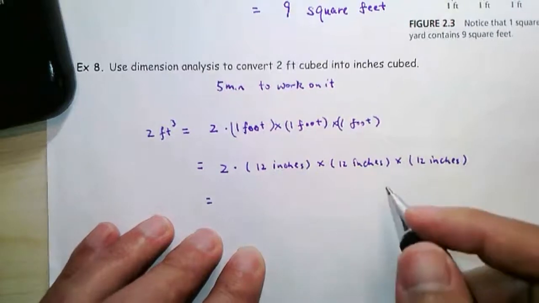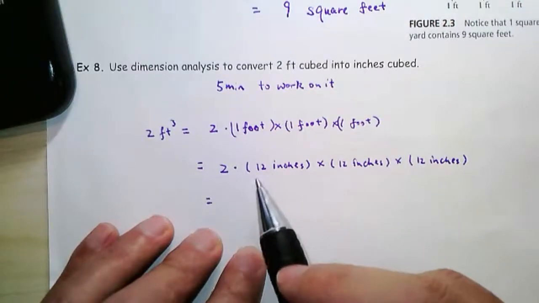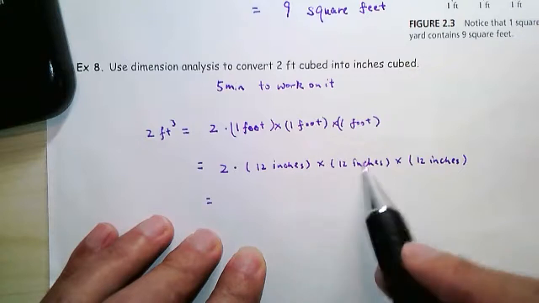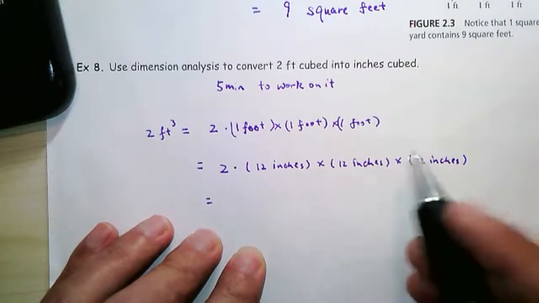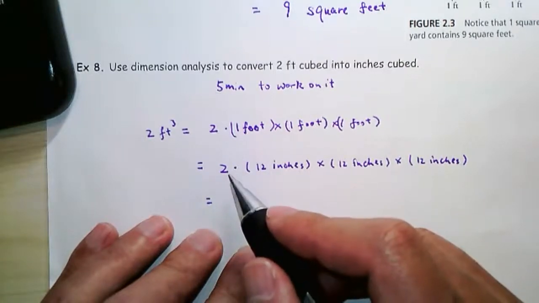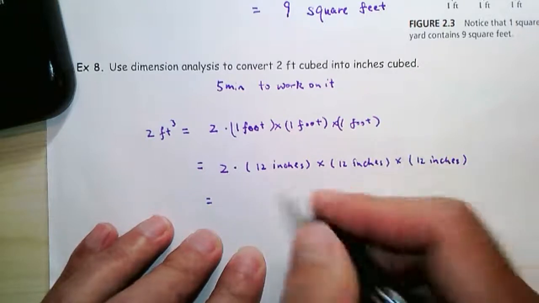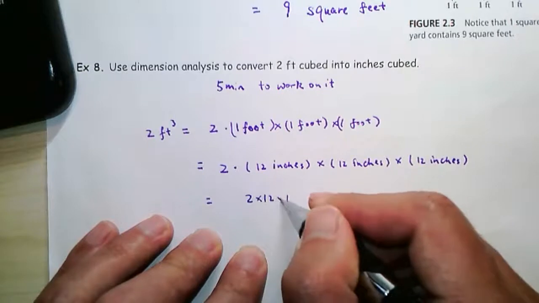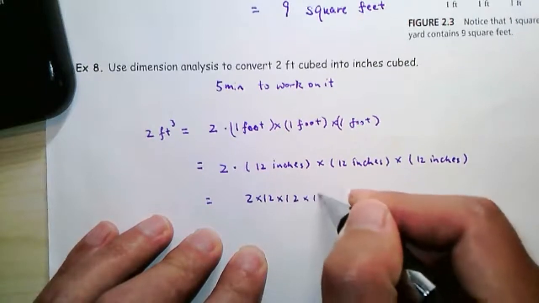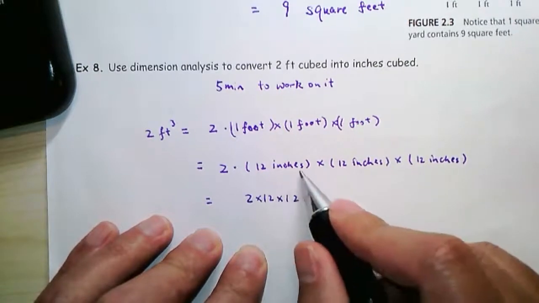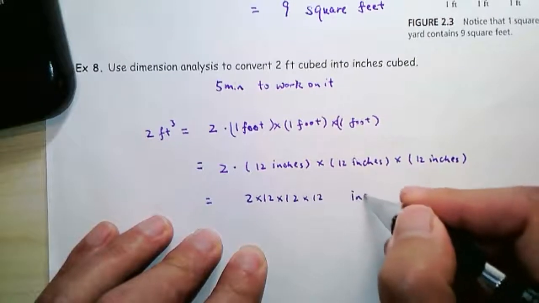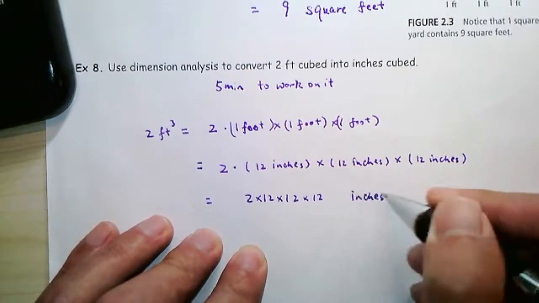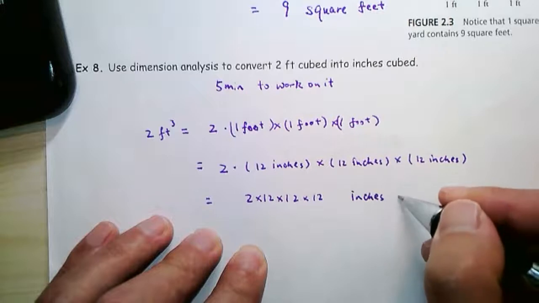Okay, so we can move all the numbers together and all the units together. Let's first look at the numbers: 2, 12, 12. So you have 2 times 12 times 12 times 12. Then move all the units together. So we have inches cubed.